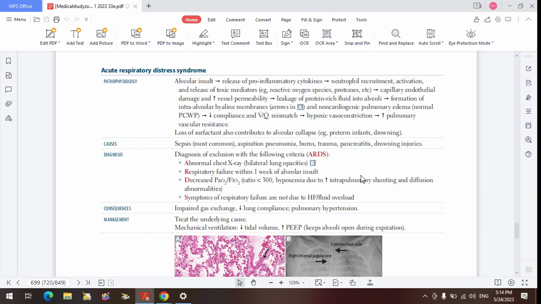Anything that brings about alveolar insult or excessive exposure of the alveolar capillaries to inflammatory cytokines will drive recruitment of neutrophils. So neutrophils are actually very important because it's an acute event. This is not a chronic event. That's why you don't have fibrosis here. Fibrosis will be a later thing. So it's an acute event. So neutrophils are actually the immune cell that we are looking at.